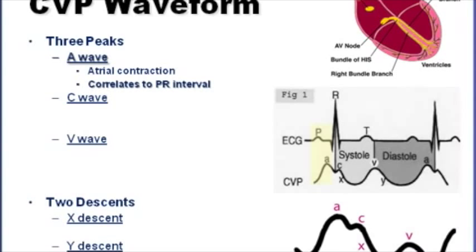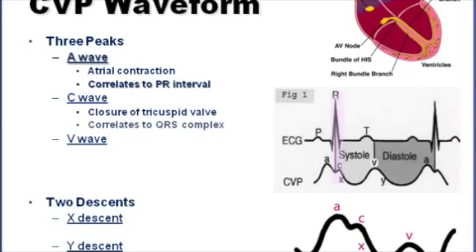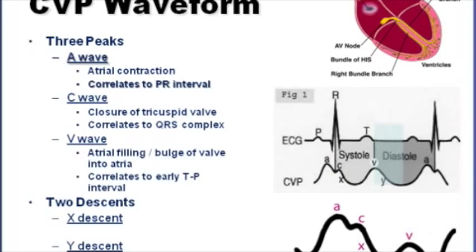All right, and then there's the C wave, which represents closure of the tricuspid valve, and it correlates to the QRS complex. And then the V wave, which is atrial filling, or bulging of the valve into the atria, and that correlates to the TP interval.